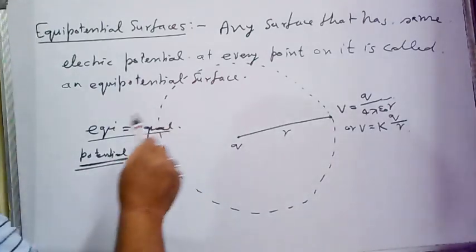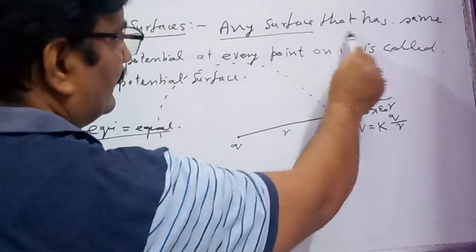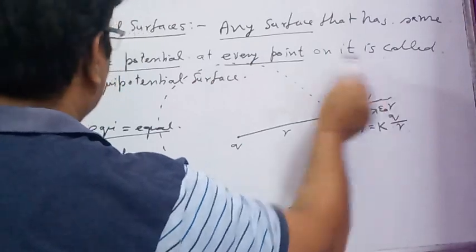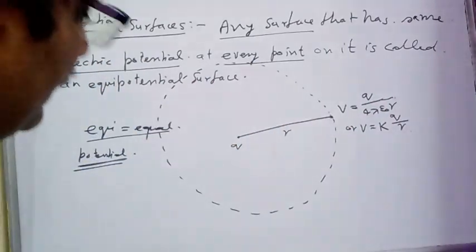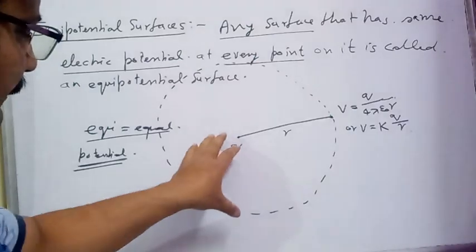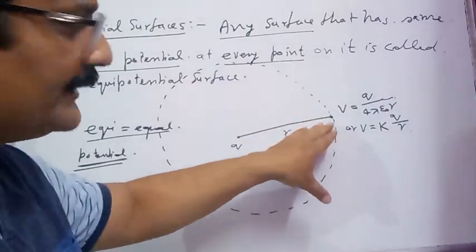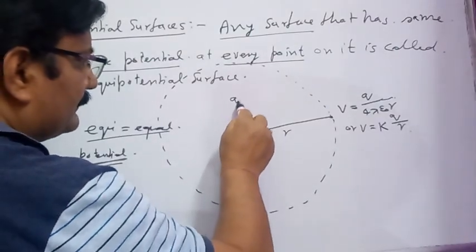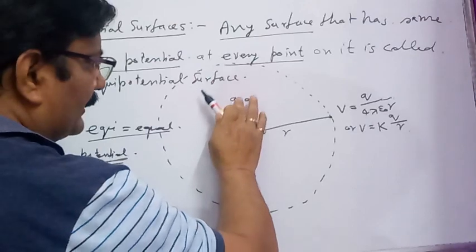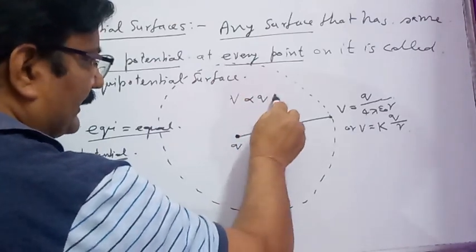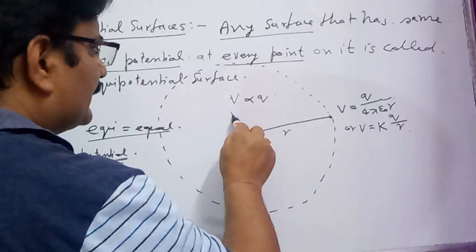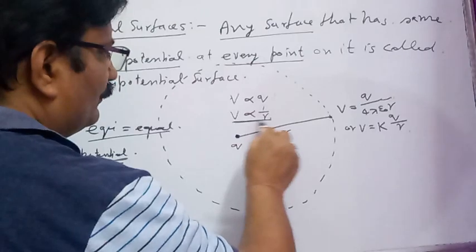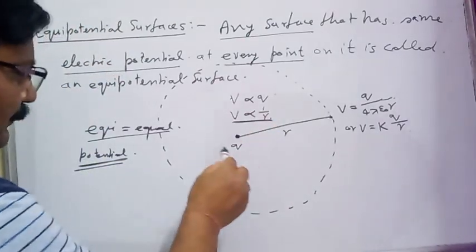We can define equipotential surface as any surface that has same electric potential at every point on it is called equipotential surface. So students, you know, potential in the presence of a point charge at a point depends on two factors. First, what is magnitude of the charge? Potential is directly proportional to magnitude of the charge, as well as potential is inversely proportional to distance of that point, that is V is proportional to 1 by R. So this is a point charge.